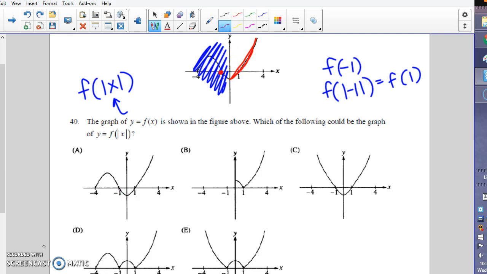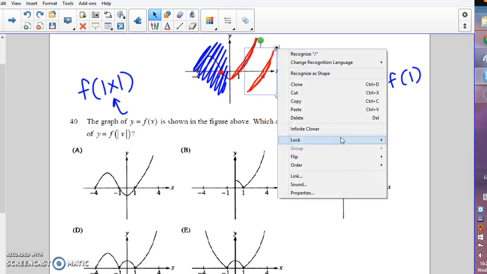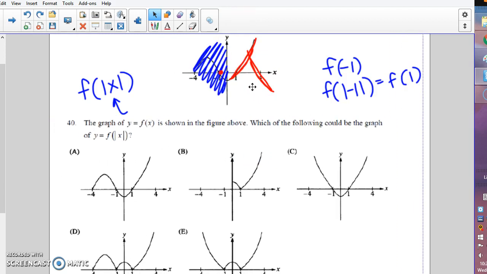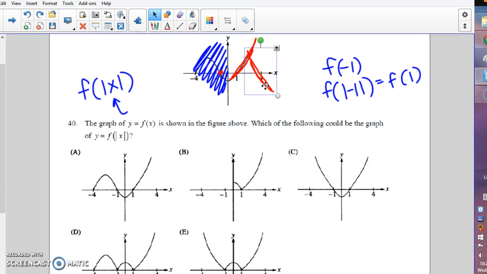So it shouldn't be anything too crazy. So this is a duplicate image of that guy. So I'm going to take, those are basically my x values, and in order to keep the absolute value, we're just going to flip it to the other side. So it's going to look more like that, which would lead you to answer C.